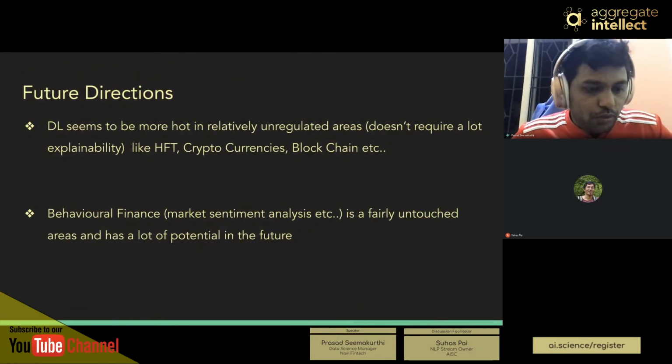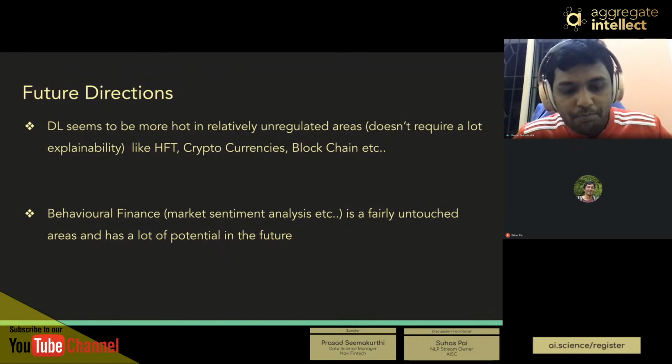Future direction. Now that we have looked at what people have done in the past, let's look at what the authors believe deep learning holds for the future. Deep learning seems to be a hotter area in relatively unregulated application areas like high frequency trading, cryptocurrencies, blockchain, etc. Behavioral finance, which has typically been a major driver in the common investment area, is fairly untouched because the data is unstructured and difficult. It's really difficult to parse a lot of data sets, and this seems to have a lot of interesting potential in the near future.